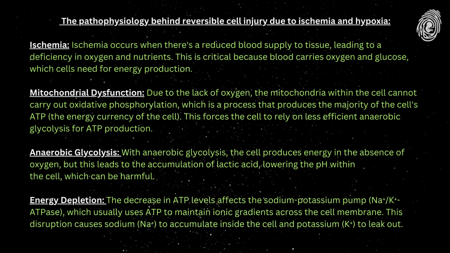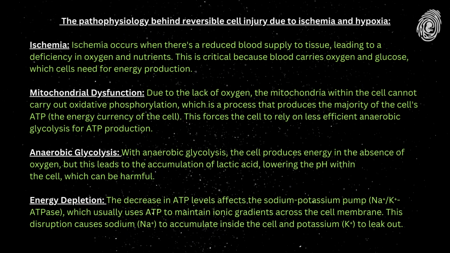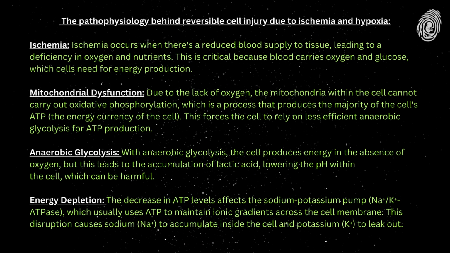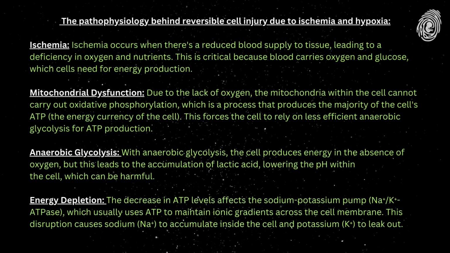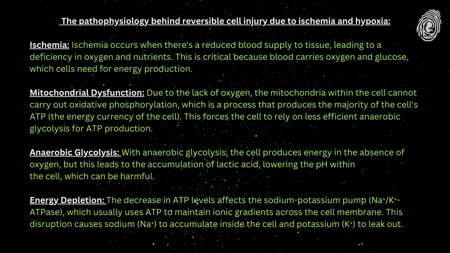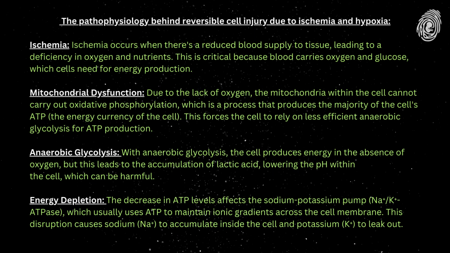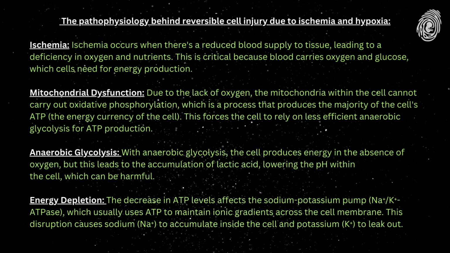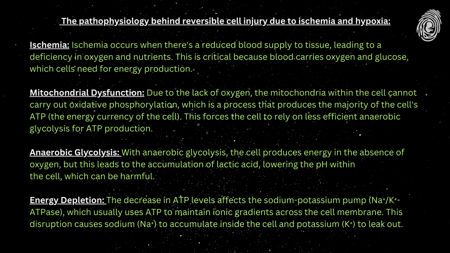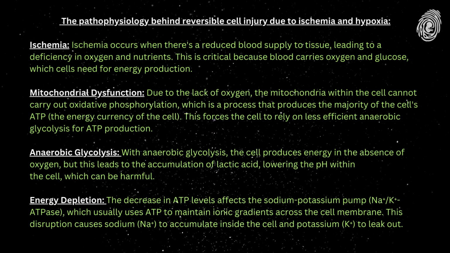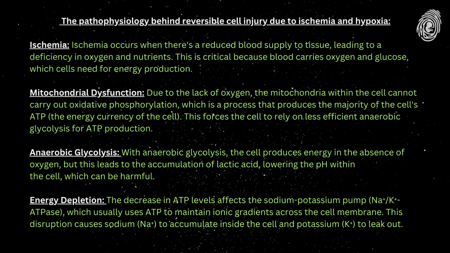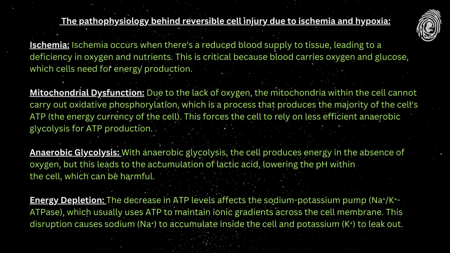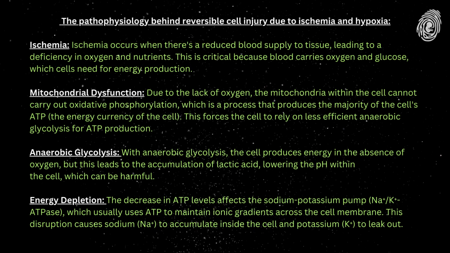Anaerobic glycolysis. With anaerobic glycolysis, the cell produces energy in the absence of oxygen, but this leads to the accumulation of lactic acid, lowering the pH within the cell, which can be harmful. Energy depletion. The decrease in ATP levels affects the sodium-potassium pump, Na-K-ATPase, which usually uses ATP to maintain ionic gradients across the cell membrane. This disruption causes sodium, Na, to accumulate inside the cell and potassium, K, to leak out.